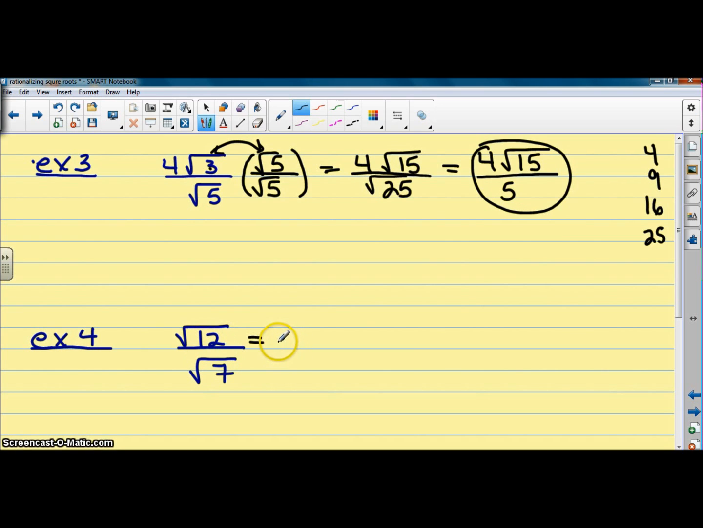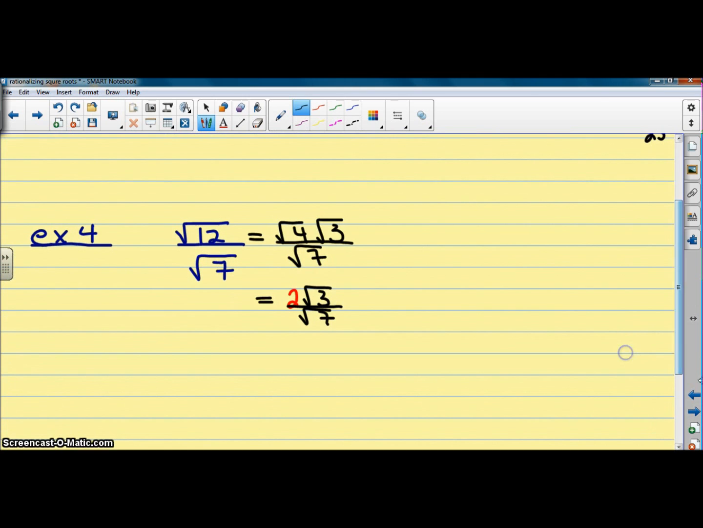The square root of 12 breaks to square root of 4, which is in my list over here, times the square root of 3, because 4 times 3 is 12. I still have the square root of 7 in the denominator. The square root of 4 is plain old 2 without the radical symbol. So now I have 2 square roots of 3 over square root of 7. What I'm going to do now is the rationalizing process because I have actually finished with the simplifying.